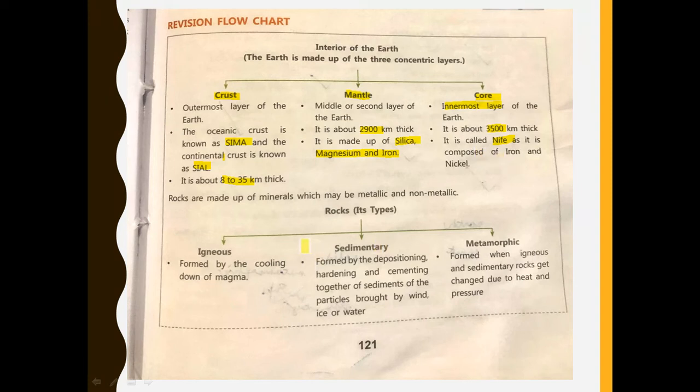Now, rocks are made up of minerals, and minerals may be metallic or non-metallic. If by mistake I've written metallic rocks or non-metallic rocks, please correct it. It is metallic minerals. Then we come to igneous. Igneous is formed by the cooling down of magma. Then we did the sedimentary rocks. They are formed by deposition, hardening, and cementing together of sediments, particles brought by wind, ice, or water. Metamorphic rocks form when they change because of excessive heat and pressure.